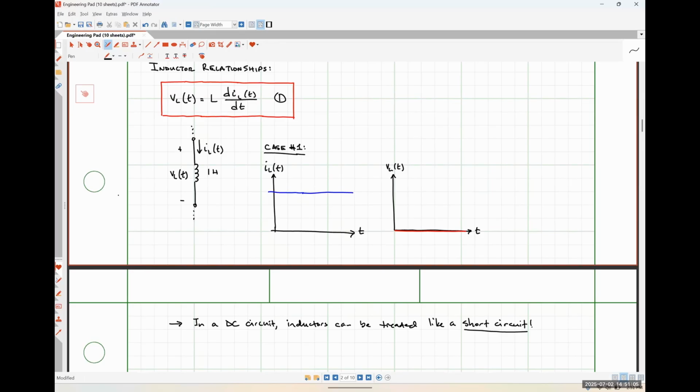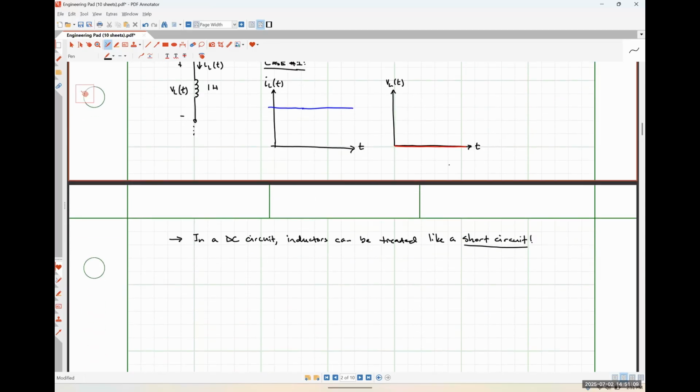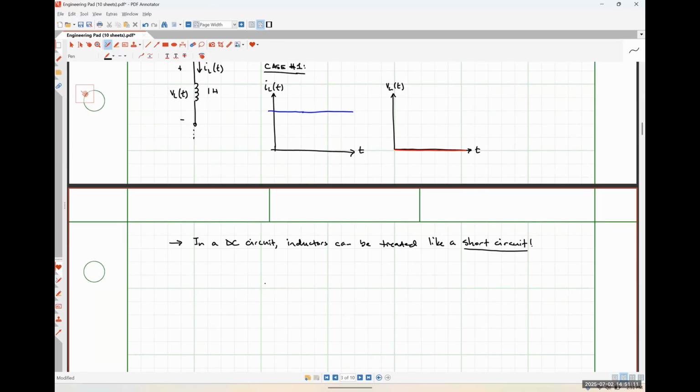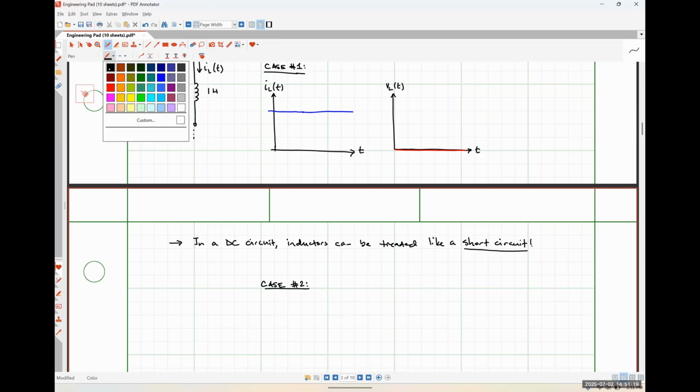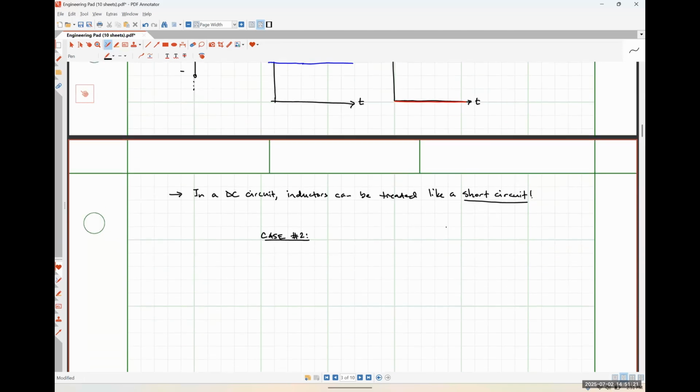Now let's go to the complete opposite extreme, okay? So here's going to be case number two. So let's say that I have a situation, something like this. So here's IL of t.